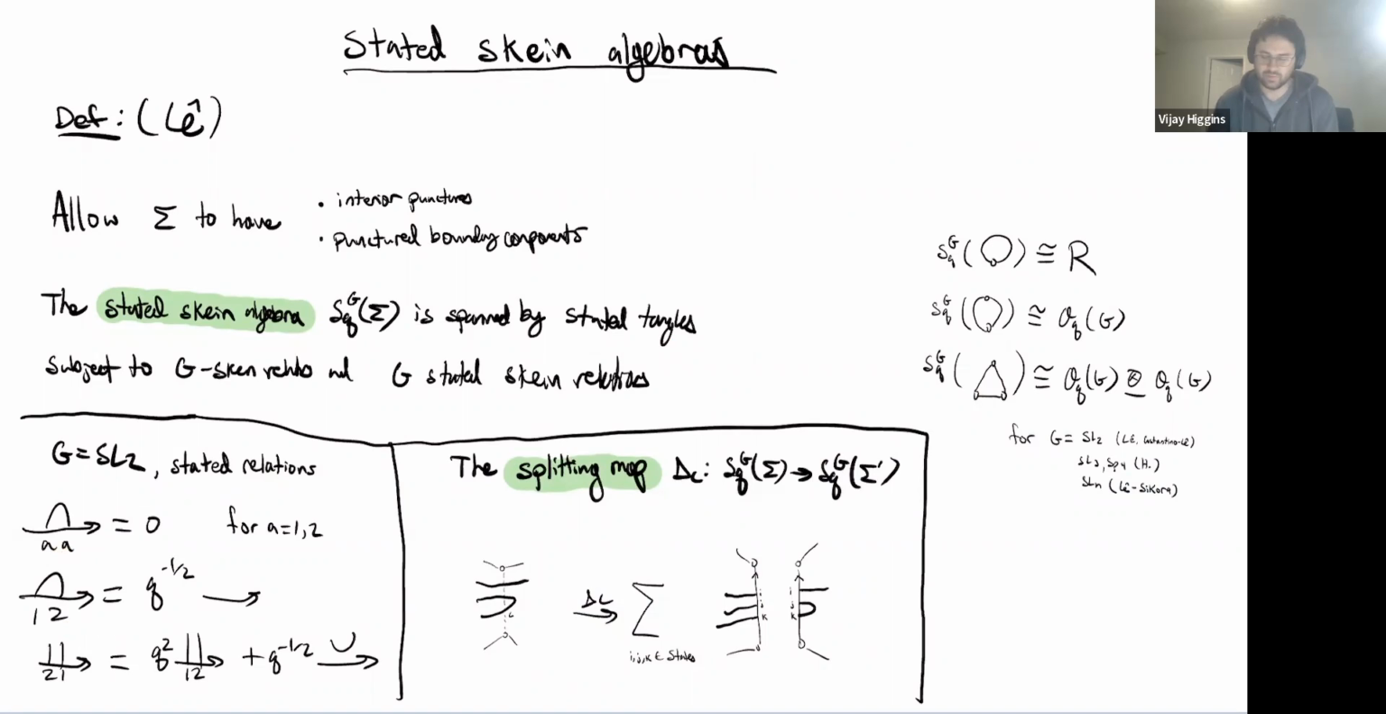And one thing nice about this machinery is that the stated skein algebra of small surfaces, like a disk with a point removed from the boundary, is just the ground ring. The skein algebra of a disk with 2 points removed is the quantum group that's associated with the skein relations that define the skein algebra originally. And the skein algebra of the triangle is also one that has an explicit presentation. And these are known for SL2, SL3, SP4, and SLN.